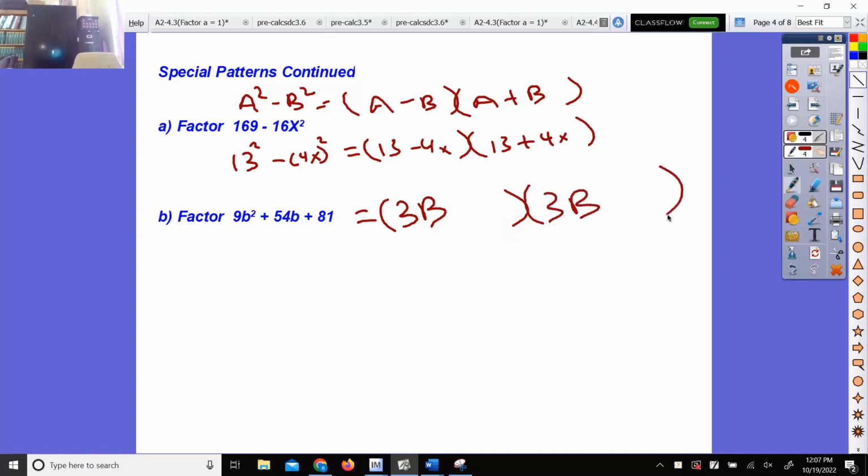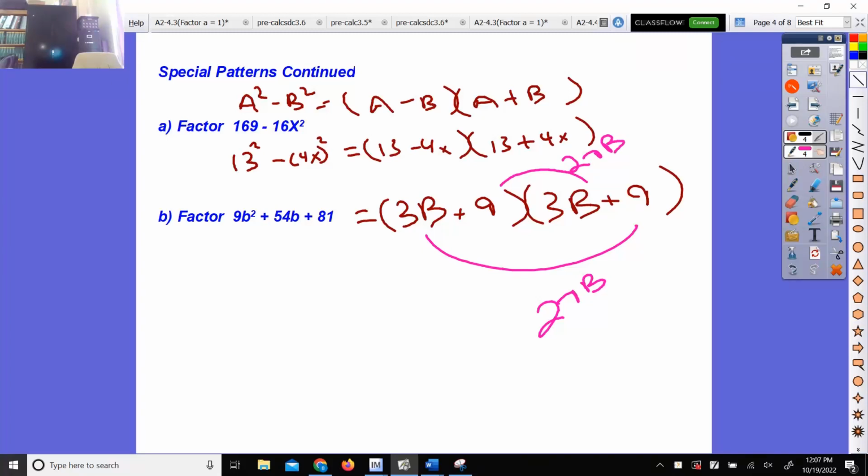How do you want to make an 81? Nine and 9, nothing wrong with that. If you were to spend a little time checking yourself, what's 3b times 9? You've got 27 b's here. You've got 27 b's there. Is that going to give you the 54, your desired result? So yeah, you factored it correctly.